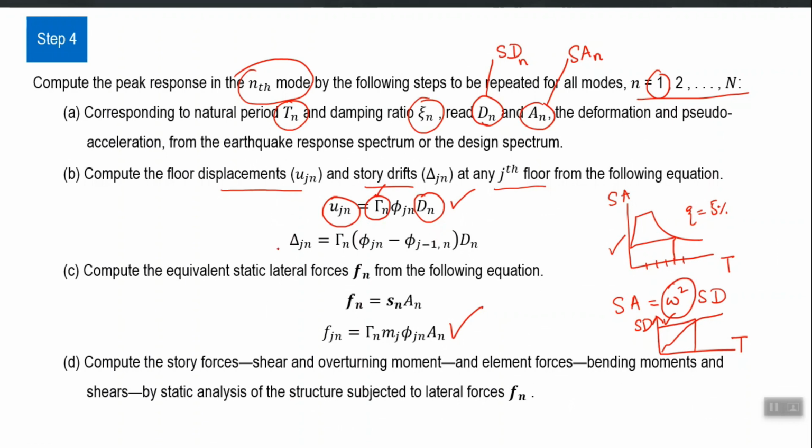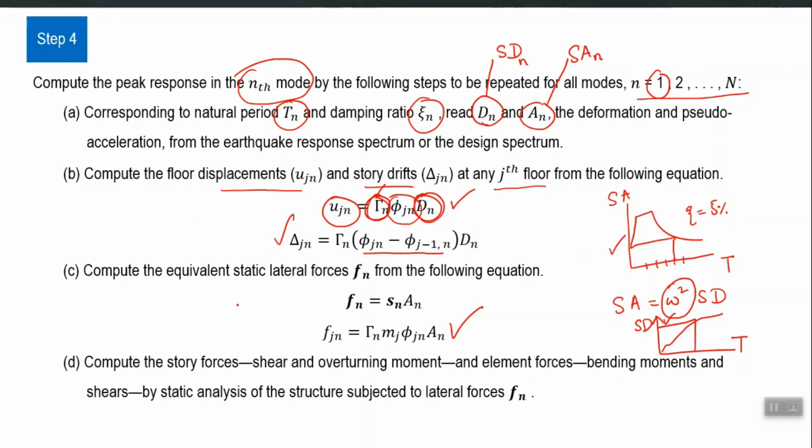And similarly, if we want to calculate drifts, it will be simply upper floor displacement minus lower floor displacement. These two quantities which I am encircling now are not dependent on floor number. Simply the mode shape number will be different for each floor. So we will have this difference in the bracket, and again gamma n and Dn.